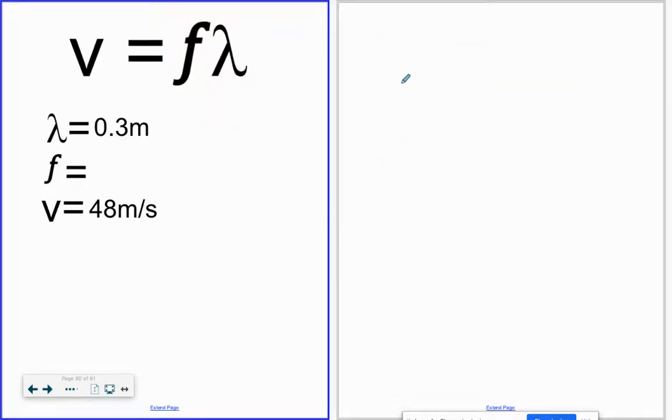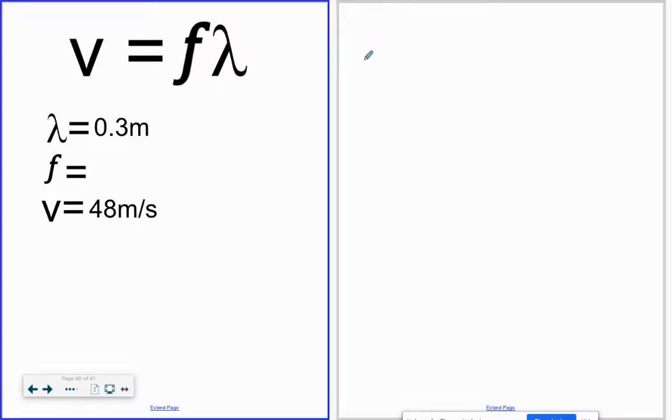I'm given this formula one last time. In this particular case, I'm given the wavelength, which is in meters. I'm also given the velocity, which is in meters per second, but I'm missing the frequency, which is the amount that we measure in hertz. Let's go ahead and work this problem out and try to determine what the frequency is.